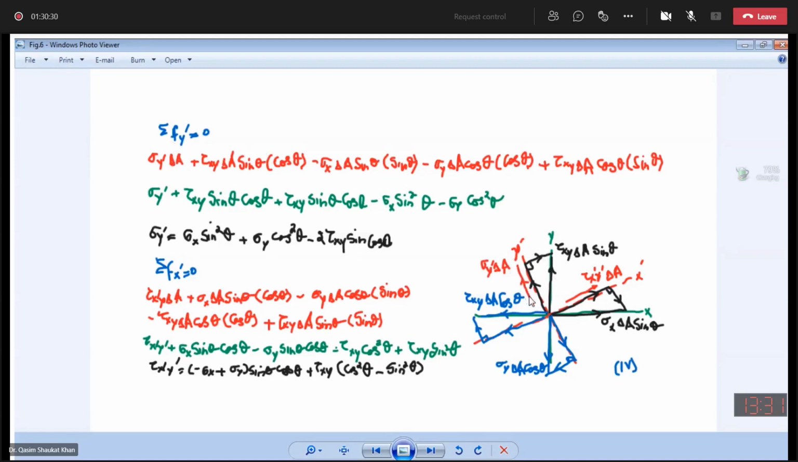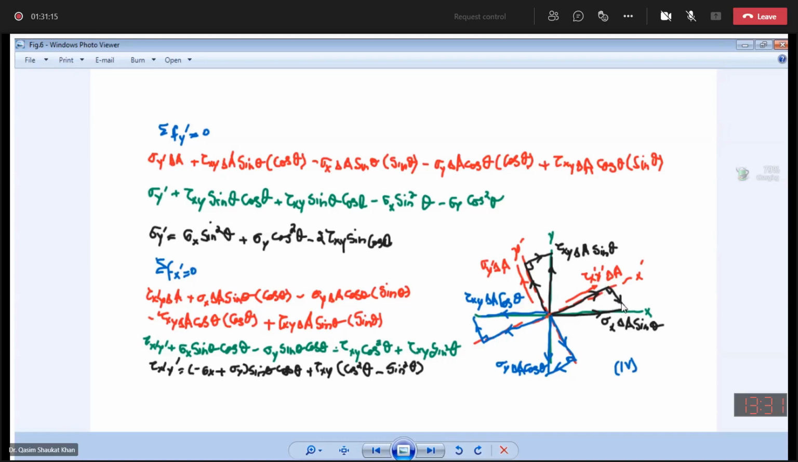Sigma y dash delta A, so it is positive as it is directed towards the positive y dash axis. Then you have this tau xy delta A sine theta. Its component about the y dash axis is tau xy delta A sine theta cos theta, and it is directed towards the positive y dash axis, so this will be positive. Then you have sigma x delta A sine theta. Its component about the y dash axis will be sigma x delta A sine theta into sine theta.